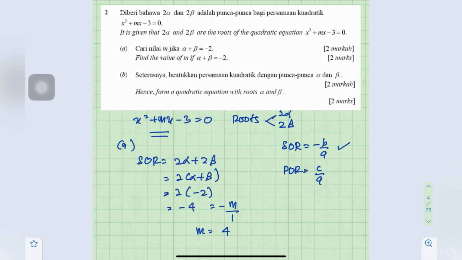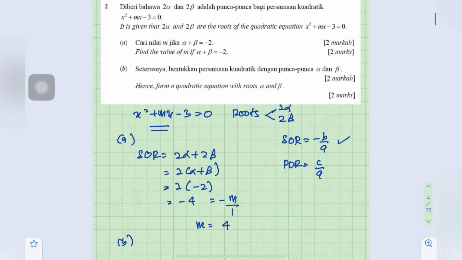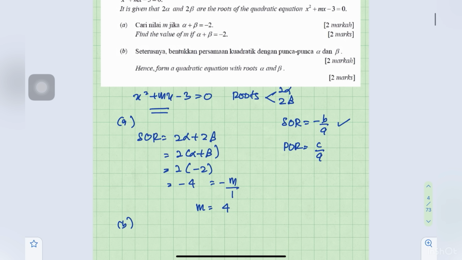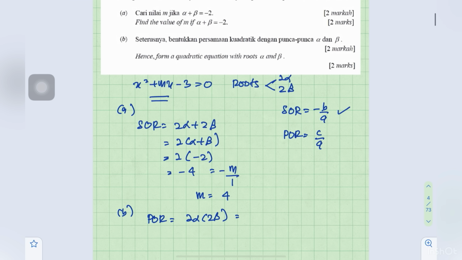Okay, (b) hence form a quadratic equation with roots alpha and beta. Okay, so just now we were not finished yet. We only found SOR, so we can find POR. So, POR equals 2 alpha times 2 beta. Okay, so equals c over a. Okay, c is negative 3, a is 1. So, we get 4 alpha beta equals negative 3 over 1. Oh, negative 3 only, right.